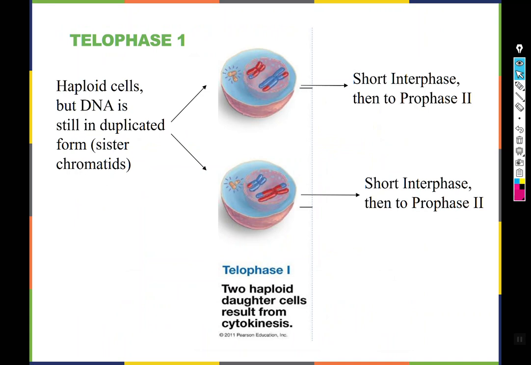There is a short interphase, and then the cells move on to prophase 2. So the nuclear envelope briefly reforms. Why? No particular reason, it's just that this is derived from mitosis, so that's why it works that way. And these are considered to be haploid cells at this point because they don't have pairs of homologous chromosomes. But the DNA is still in duplicated form, so we have to cut it in half one more time.